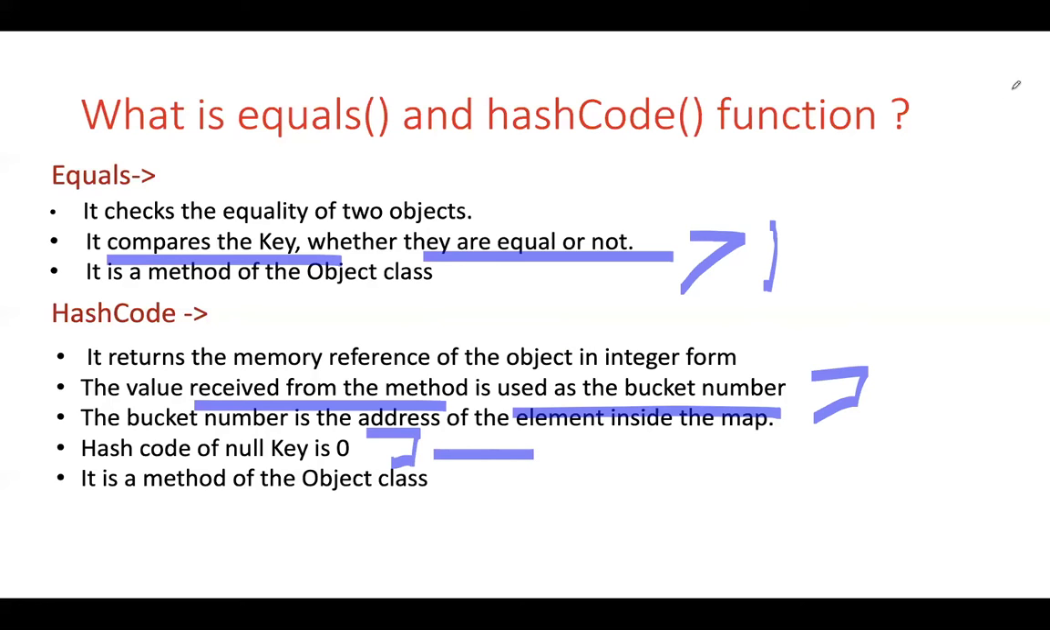Both the hashCode and equals methods are part of the Object class. So what is the Object class? The Object class is the superclass in Java. Every class like HashMap extends the Object class by default. So we can override the functionality of the equals and hashCode functions.